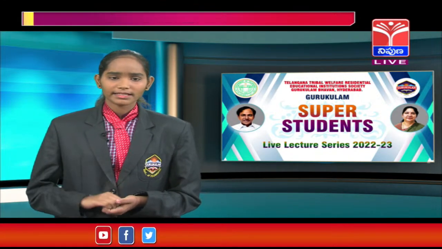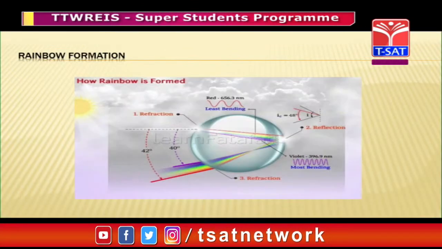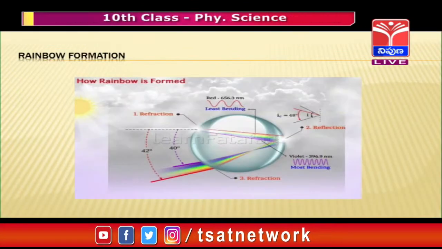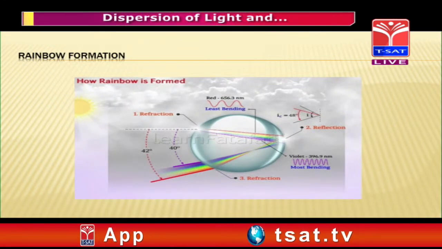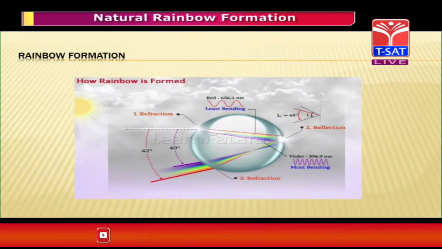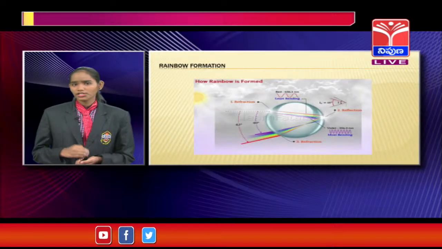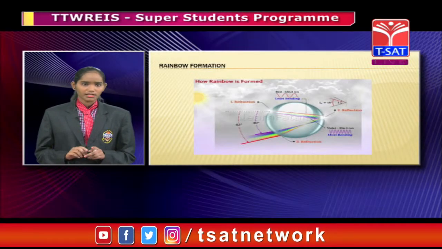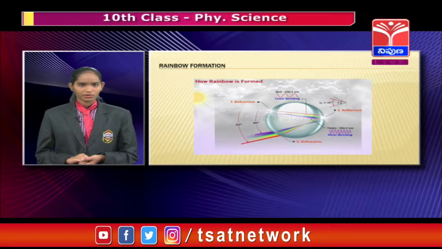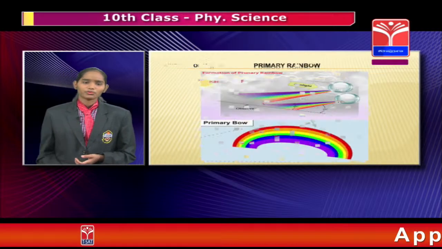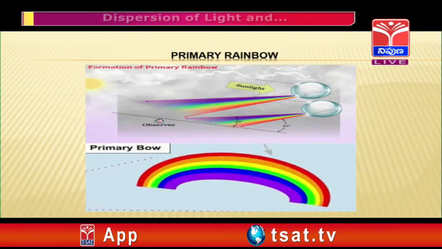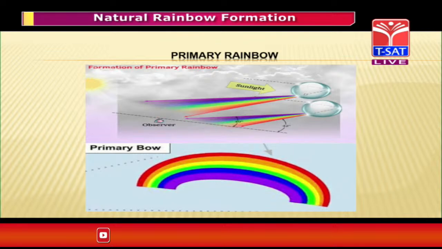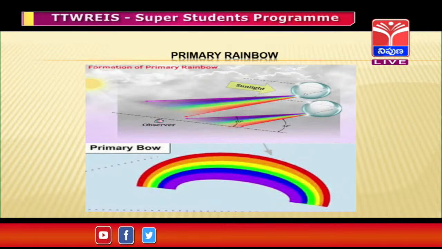The red light emerges at an angle of 42 degrees and the violet light emerges at an angle of 40 degrees. If we observe between these two values, 40 degrees to 42 degrees, we will observe the remaining colors of the rainbow. Then a rainbow is formed. Generally, how many colors are present in a rainbow? Yes, there are 7 colors present in a rainbow. We all know that.